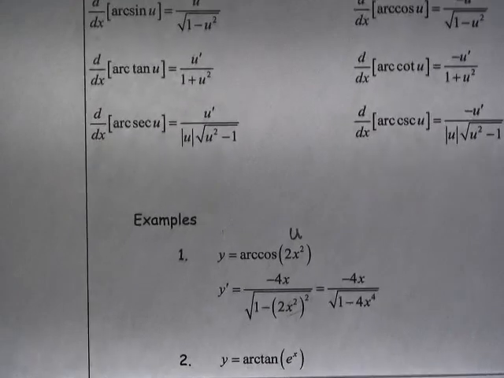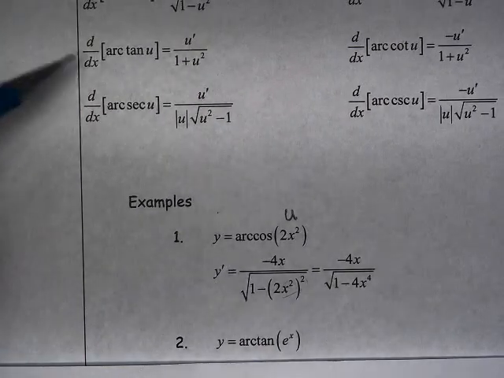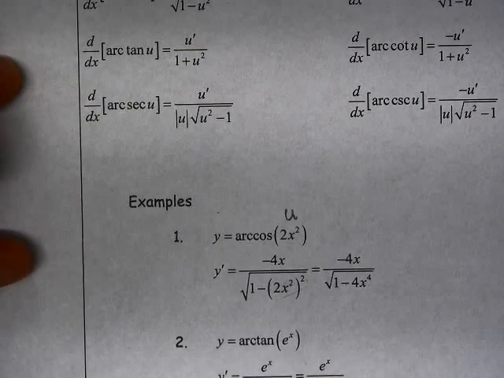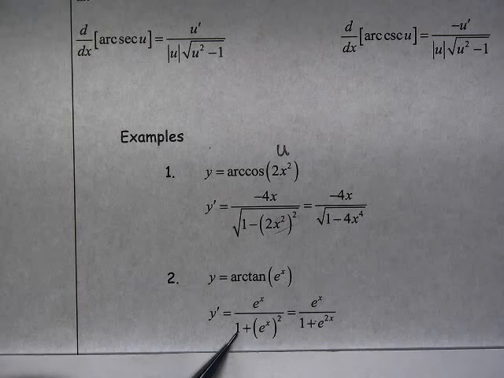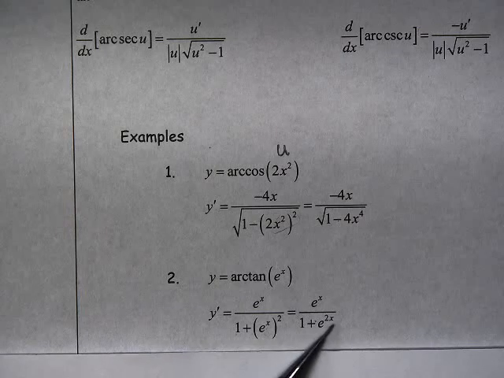Next example is arctan of e to the x, so we want the derivative of that. We have this formula. It's u prime over 1 plus u squared. And of course, the derivative of e to the x is just e to the x, so it's e to the x over 1 plus (e to the x) squared. And again, this becomes e to the 2x.